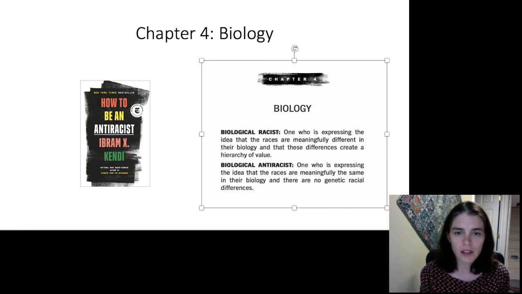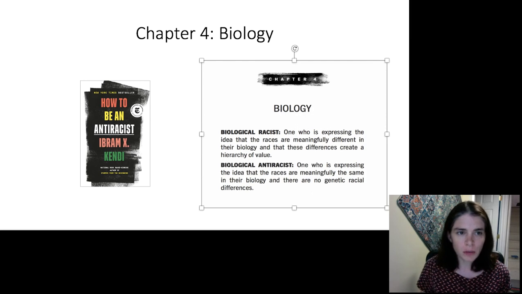So Kendi starts off the chapter with two definitions. One is the biological racist, or one who is expressing the idea that the races are meaningfully different in their biology and that these differences create a hierarchy of value. And then the other option is the one we want, right? The biological antiracist, one who is expressing the idea that the races are meaningfully the same in their biology and there are no genetic racial differences. So we're going to look at some of these ideas and how they relate to some of the basic things we go over in Anthropology 101 here at the university.